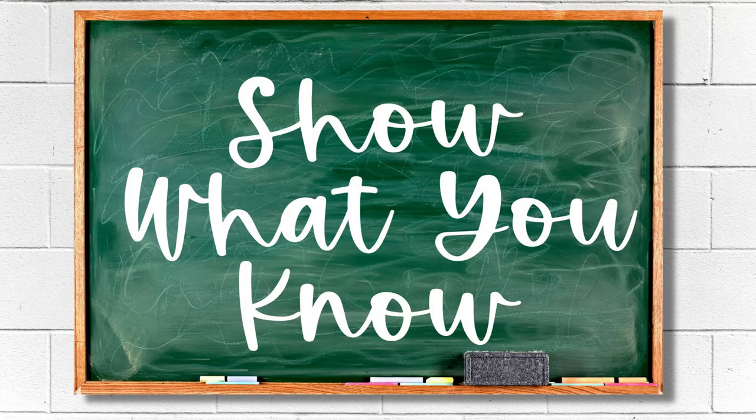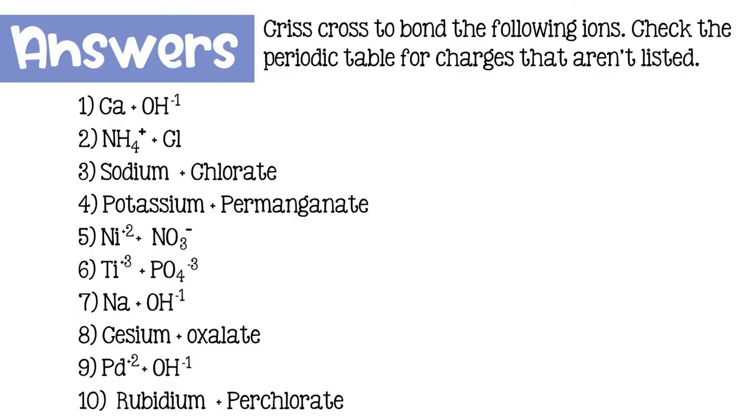Now, pause the video and try the show what you know problems. Now, let's try some practice. For each of these 10 problems, we're going to crisscross the charges to bond the ions. So, for number 1, calcium is plus 2 because it's in the second row of the periodic table. OH minus 1 is then crisscrossed with it to get Ca(OH)2. Make sure you include your parentheses so the polyatomic ion stays together.